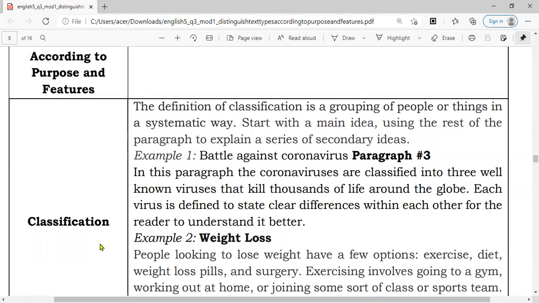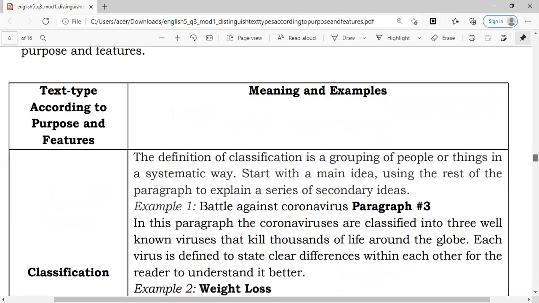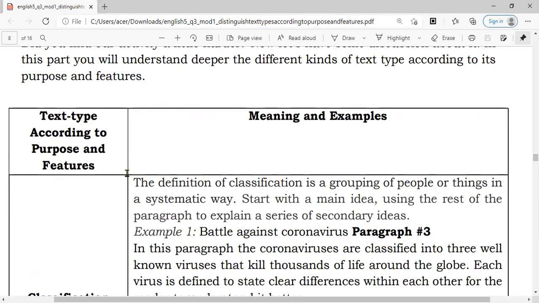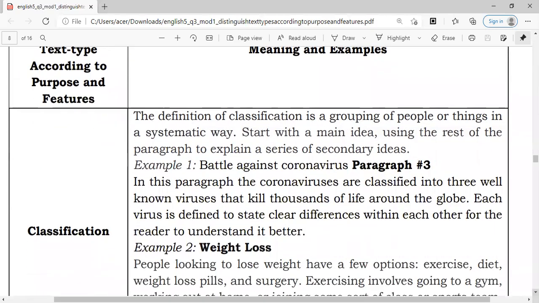classification. So what is classification text type? Text type according to purpose and feature. So our purpose here is to classify, either to differentiate, to tell the similarities or differences, or to have a contrast of ideas between connected topics. Okay, so we have here the meaning and examples. The definition of classification is a grouping of people or things in a systematic way.